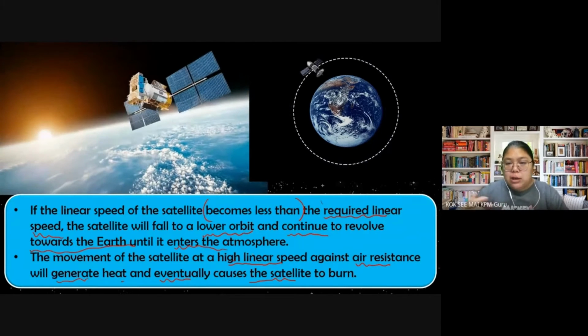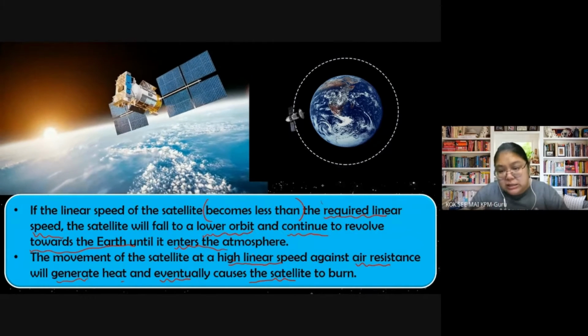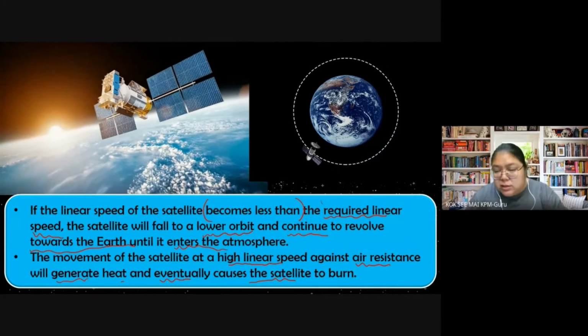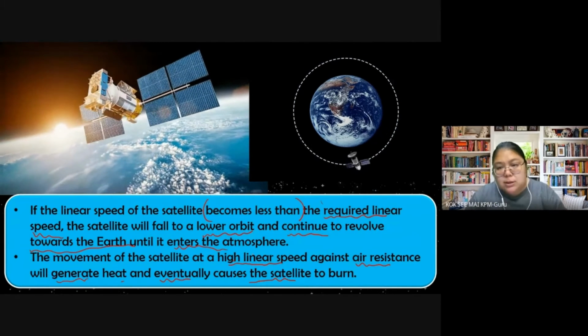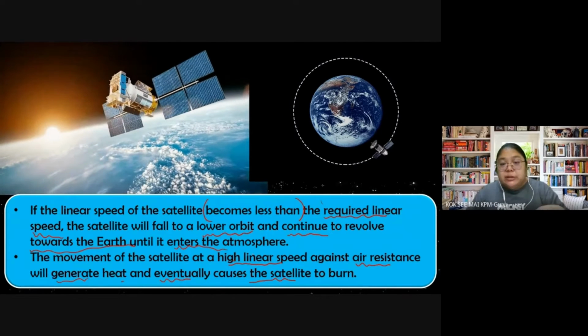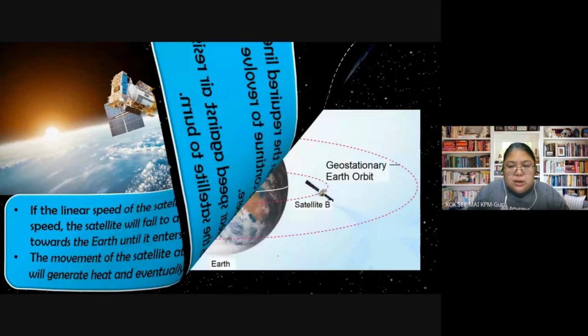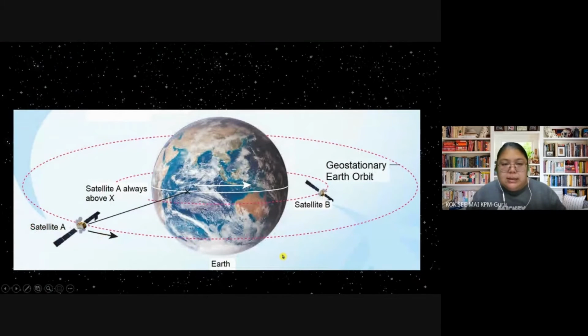Okay, too high also cannot, it will fall into the atmosphere. If you are too fast also cannot, it will hit air resistance faster, produce higher heat, and in the end it will burn. So this is related to the linear speed of the satellite. Now we go and see this one about the satellite.